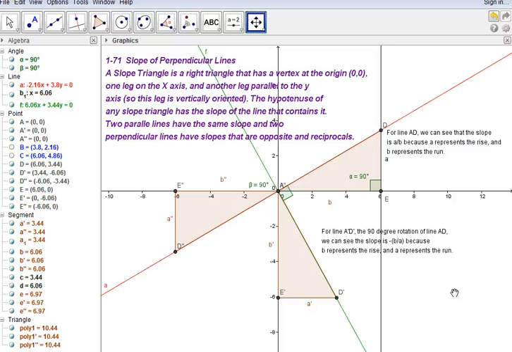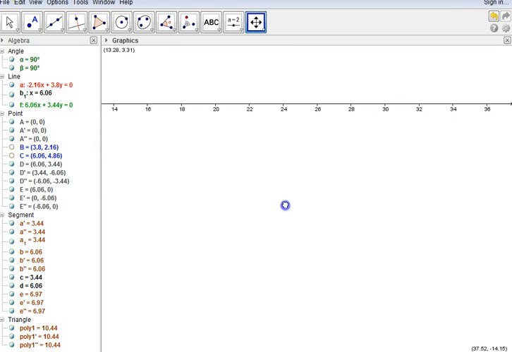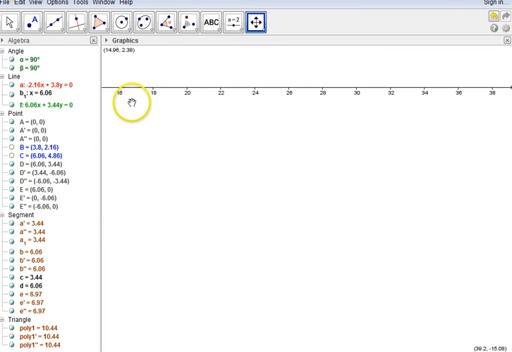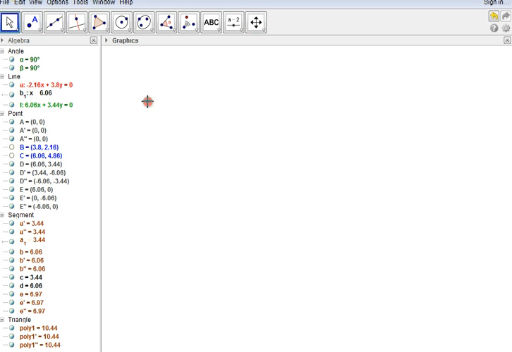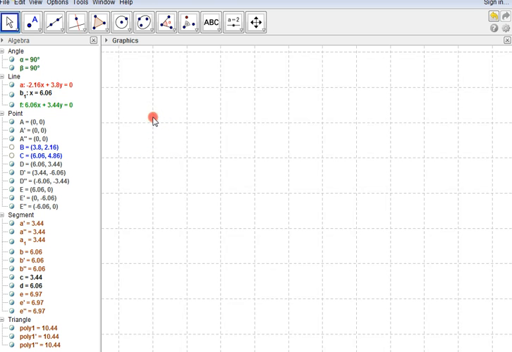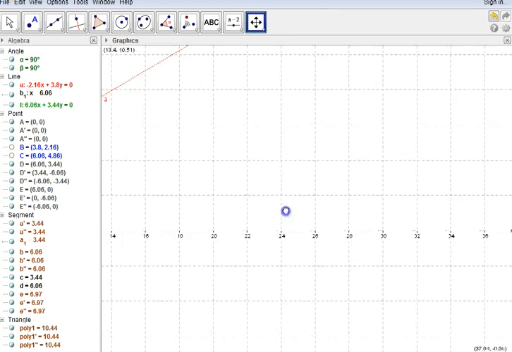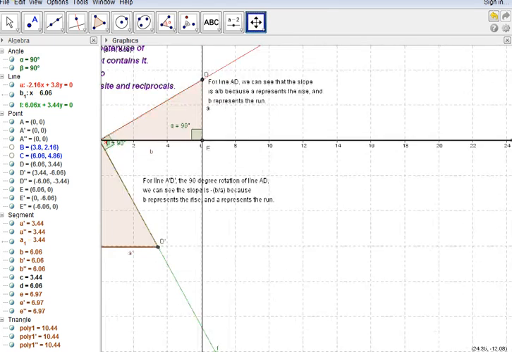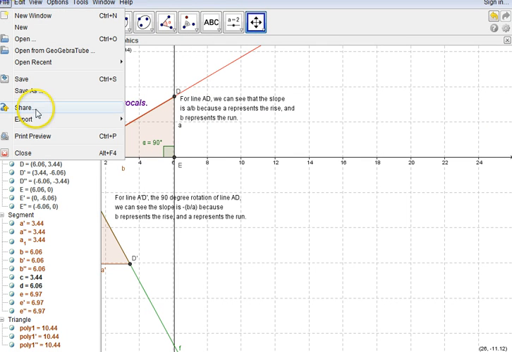Graph the triangles onto graph paper so that you have points P, Q, and R. So open up your textbooks to question 1-72, get some graph paper out, and go ahead and graph those according to those directions. In order to do that, I'm going to go ahead and turn the axes back on and the grid on. I guess I'm going to open a new file.